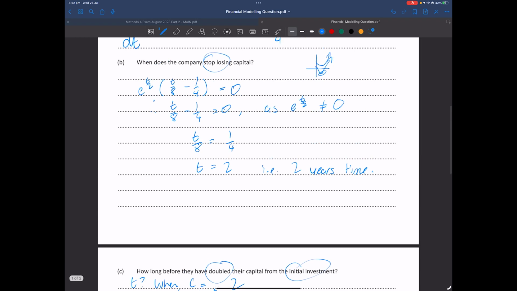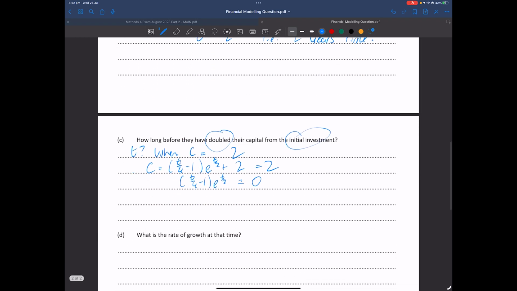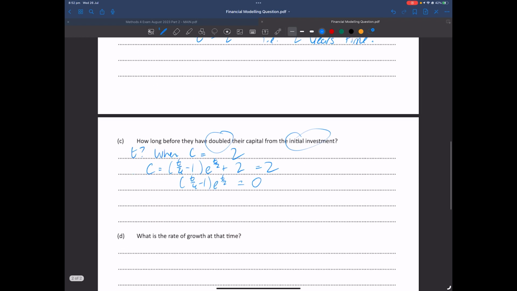It's a very similar logic to part B, in that in part C here, we can say T over 4 minus 1 must equal 0, just null factor again, as e to the power of T over 2 cannot be equal to 0. So therefore, T over 4 is equal to 1, and T is equal to 4, i.e. they will be doubling their investment in 4 years' time.